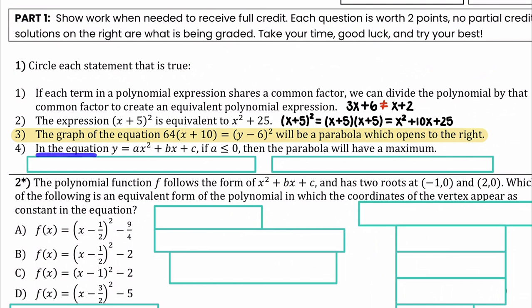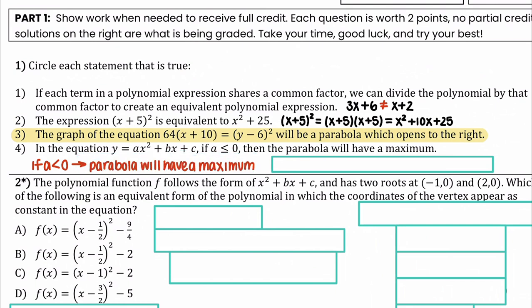We see in the equation y equals ax squared plus bx plus c, if a is less than or equal to 0, then the parabola will have a maximum. So let's break down what this is saying. a is the leading coefficient of the equation, and we know that the value of a will affect the direction in which the parabola will open. Notice very carefully, this says a is less than or equal to 0. So we know for sure that if a is less than 0, then the parabola will have a maximum, because that tells us that the parabola is pointing downwards, forcing the vertex to be a maximum.